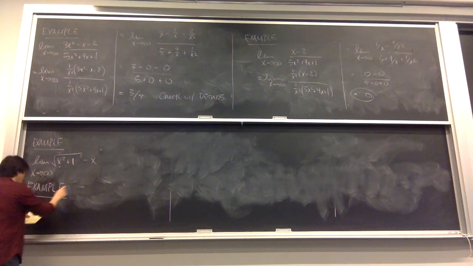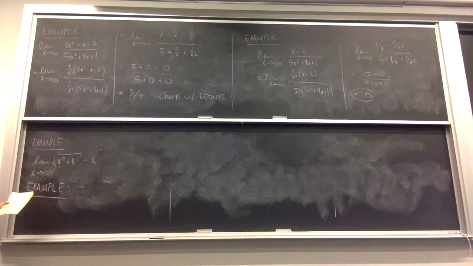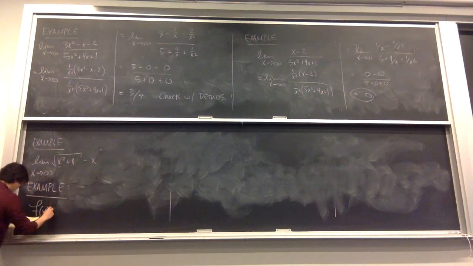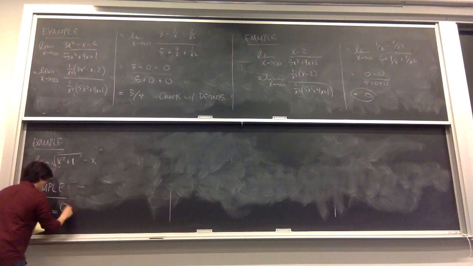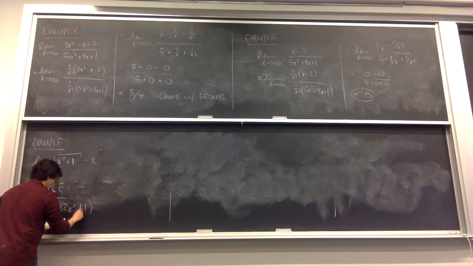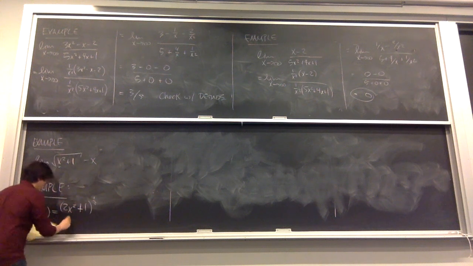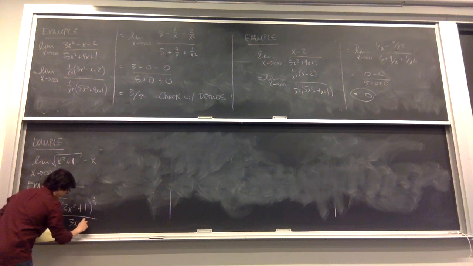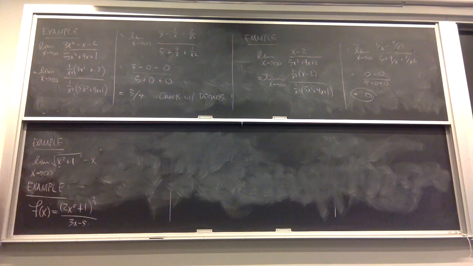Actually, I'm going to do one of the three parts of this. So the question is this. Here's an example: f of x is equal to (2x squared plus 1) to the half over 3x minus 5. This function has three asymptotes, two different horizontal asymptotes and one vertical asymptote. What's the vertical asymptote? The up-down one.